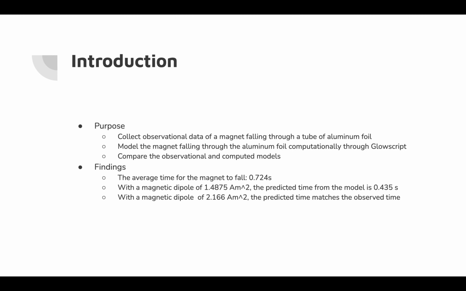The purpose of this lab was to collect observational data of a magnet falling through a tube of aluminum foil, model the magnet falling through the aluminum foil computationally through GlowScript, and compare the observational and computed models.